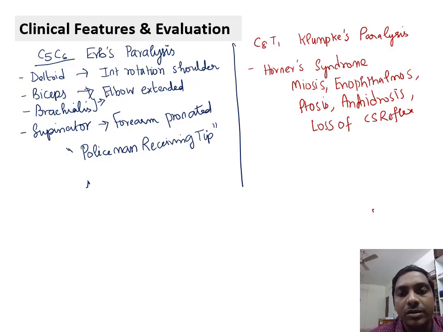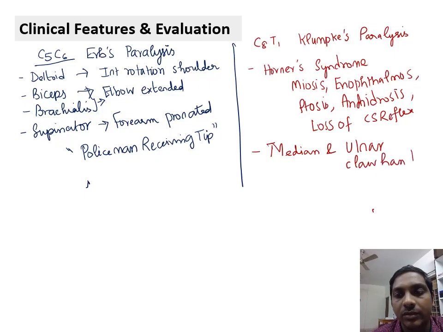And with C8 T1 muscles, all the intrinsic muscles of the hand get lost, so it forms both median and ulnar clawing. We will discuss this claw hand in the future slides. So clawing of the hand will occur in Klumpke's paralysis.